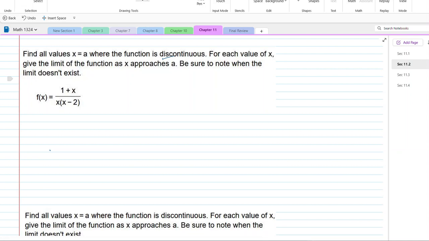So here we have a rational function. Right. So we want the values of a where the function is discontinuous. Or, excuse me, for each value, give the limit of the function as it approaches a. Be sure to note when the limit does not exist. All right. So our first step is to set the denominator to 0 and solve.